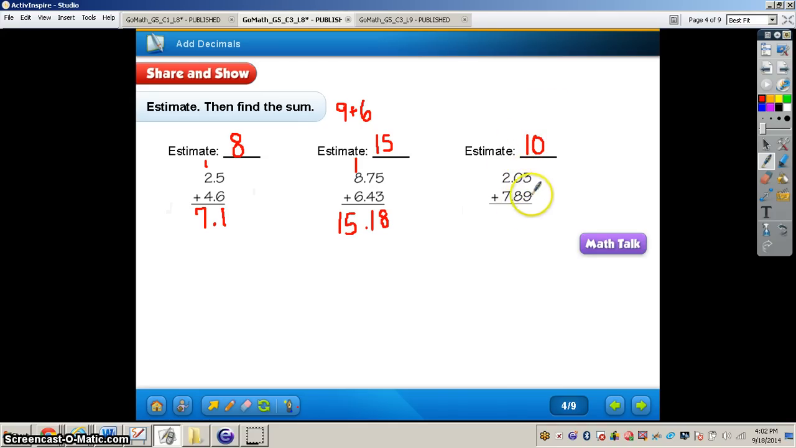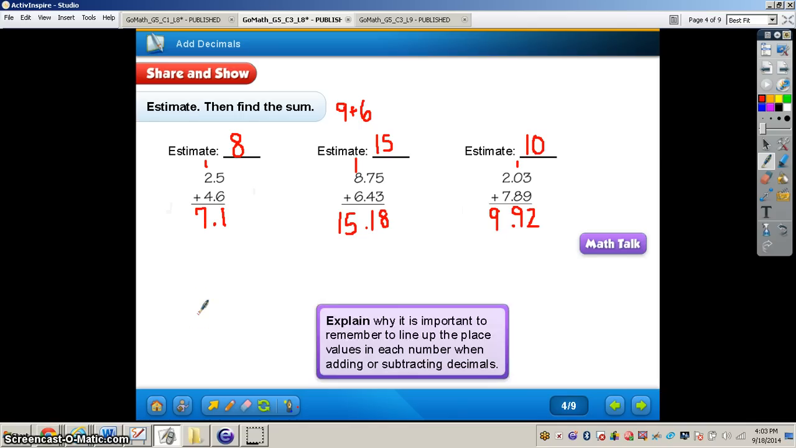3/100ths plus 9/100ths gives us 12/100ths. So we need to put a 2 in the hundredths place and carry a tenth over. Now we have 1/10 plus 8/10 gives us 9/10. No need to regroup. Put our decimal point down. And then 2 and 7 gives us 9 for a total of 9 and 92/100ths.